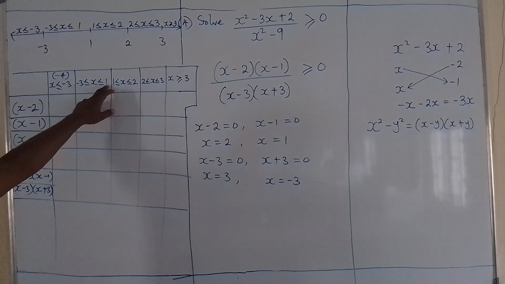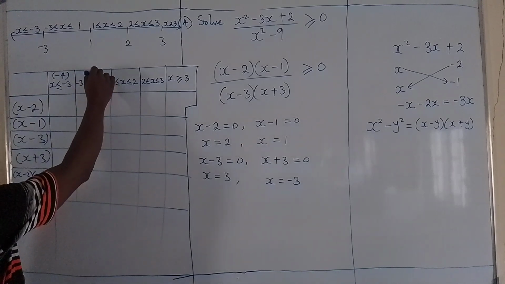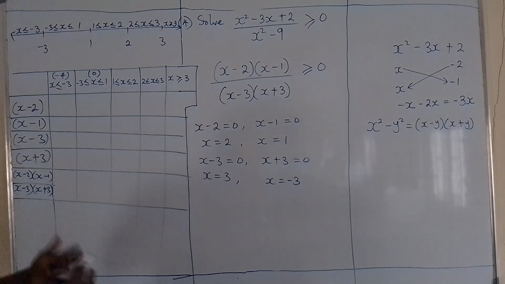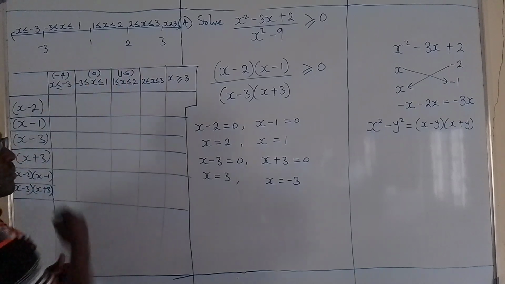From minus 3 to 1, pick any number in that range. You can pick a number like 0. It is in that range. From 1 to 2, pick any number in that range. I can pick a number like 1.5. It is in that range.